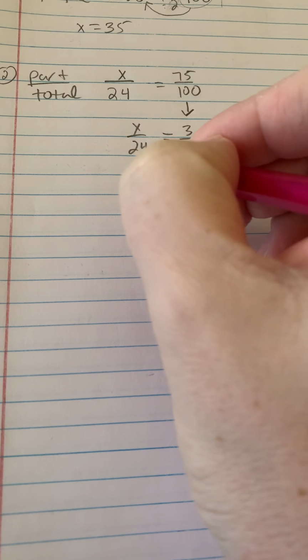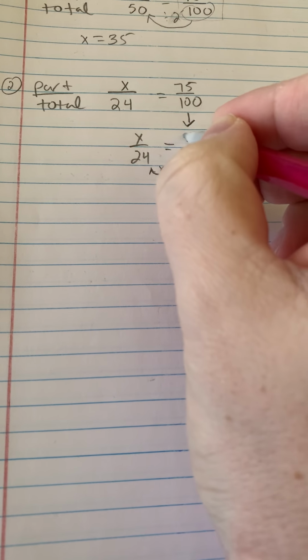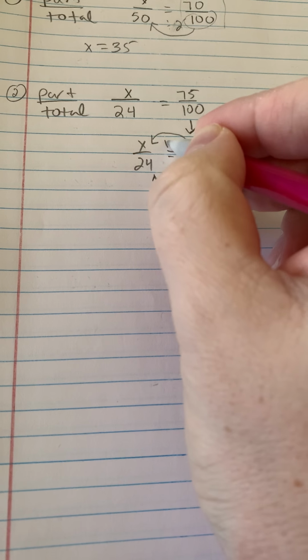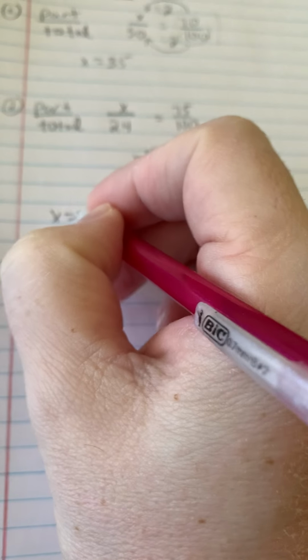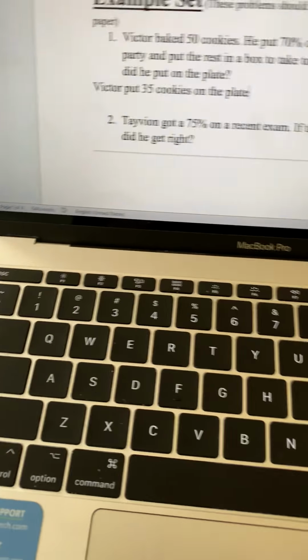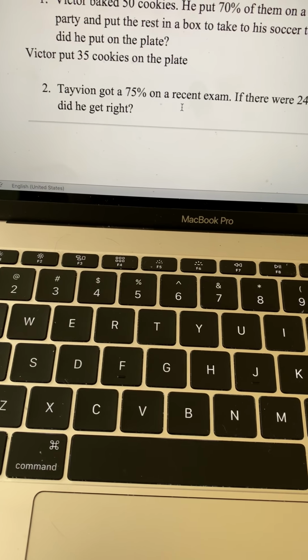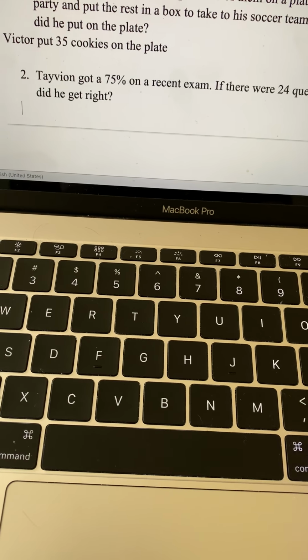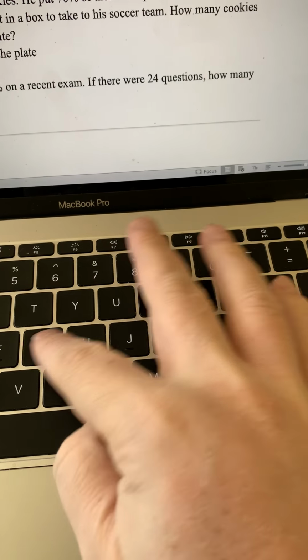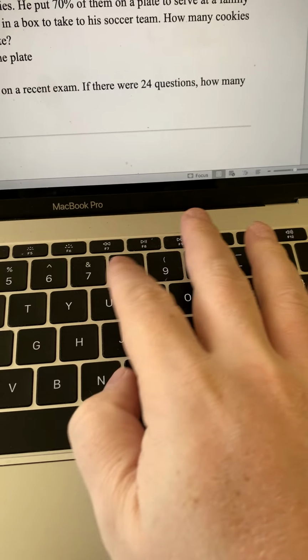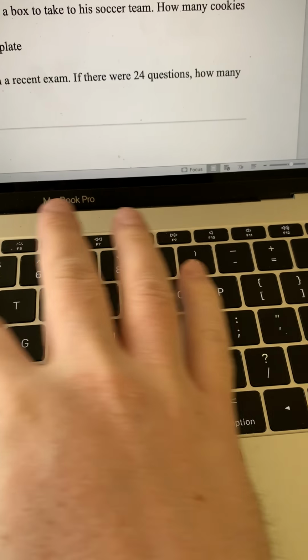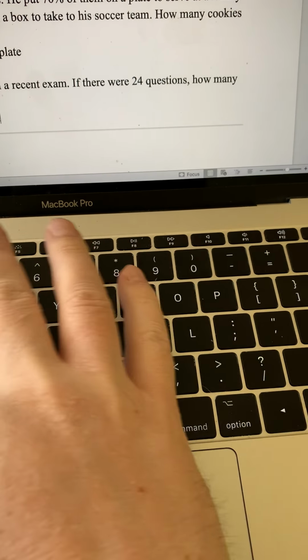What do I do to 4 to get to 24? I times it by 6, so I need to do the same to 3, times it by 6, so X equals 18. As I go to put my final answer on, how many questions did he get right? Tavian got 18 questions right.